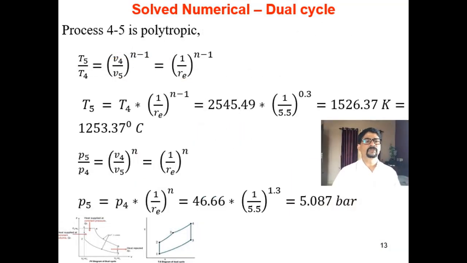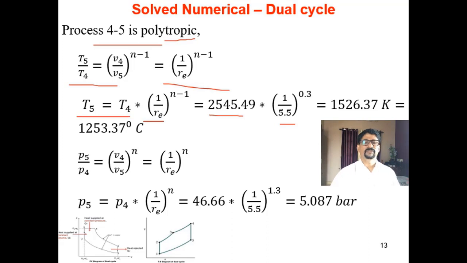Process 4 to 5 is again polytropic. T5 by T4 is equal to V4 by V5 to the power n minus 1, which is nothing but 1 by Re to the power n minus 1. So T5 is equal to T4 into 1 by Re to the power n minus 1. Substitute for T4, Re and n minus 1. So you'll get T5 as 1526.37 Kelvin or 1253.37 degree Celsius.